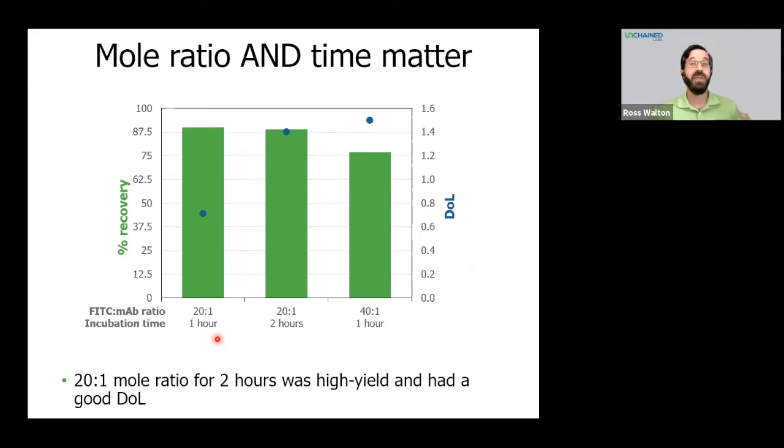and therefore isn't really useful for doing fluorescent microscopy and actually might be detrimental to that process. Increasing the reaction time to 2 hours or increasing the mole ratio of the reagent increased the degree of labeling. But only the 2 hour incubation also had a good percent recovery, which is of course the other parameter that we wanted to optimize. So that 20-to-1 mole ratio for 2 hour incubation had both a good yield and a good degree of labeling. So at least of these 3, this is the most optimal set of reaction conditions.